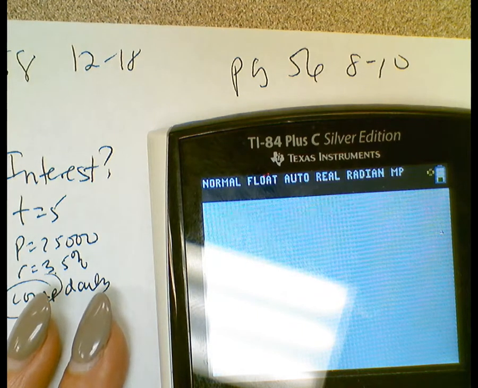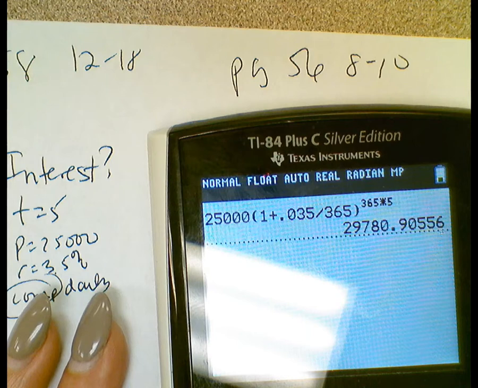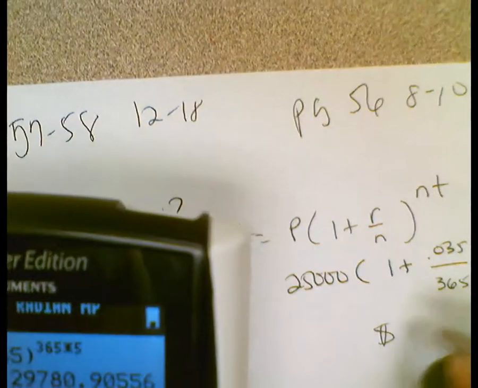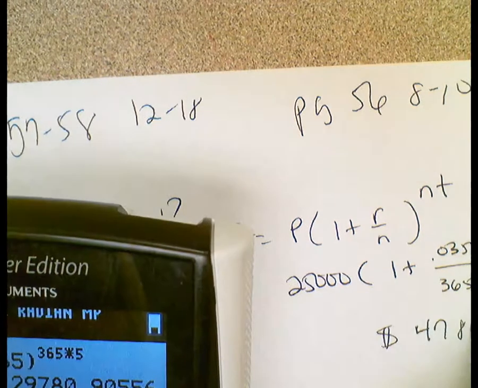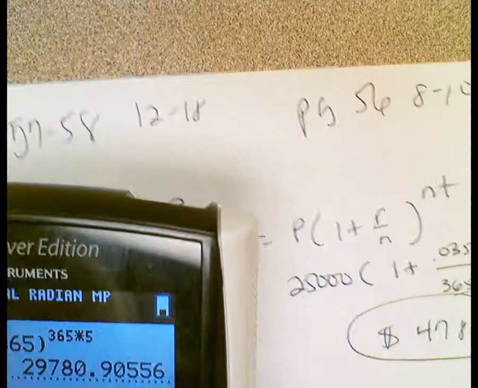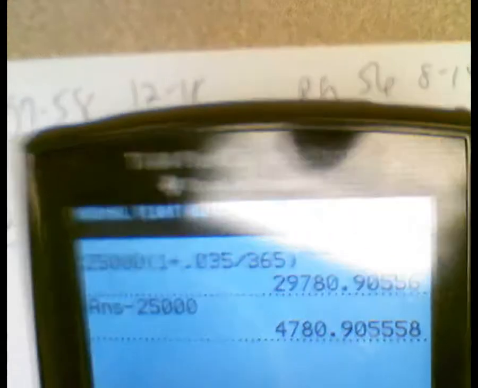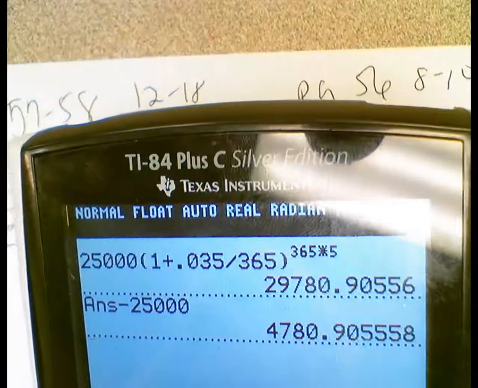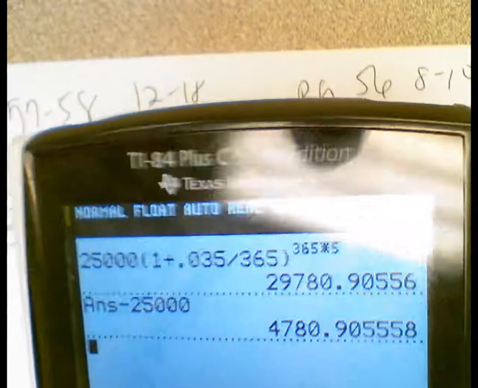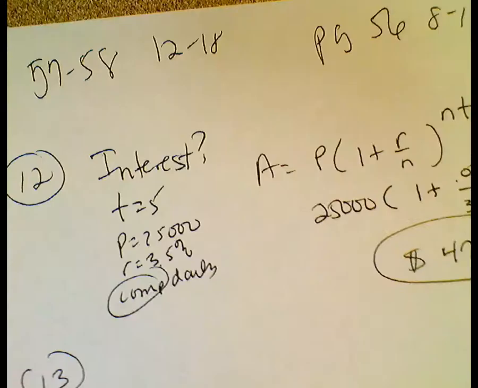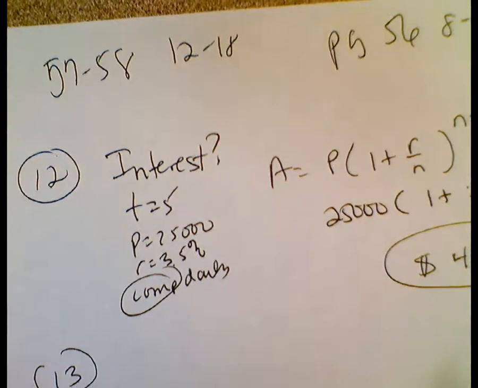So we had this much money, but we have to subtract the initial investment of $25,000 for an interest of $4,780.90. That's your interest. You actually have $29,000 in your account, but that's not your interest. You have to subtract the initial $25,000.